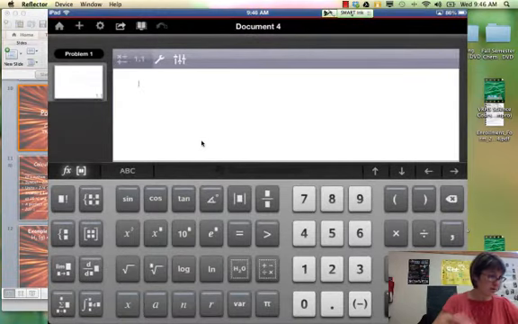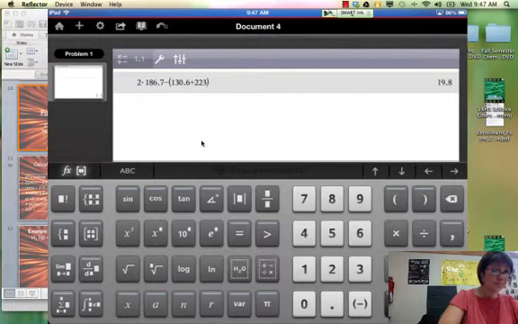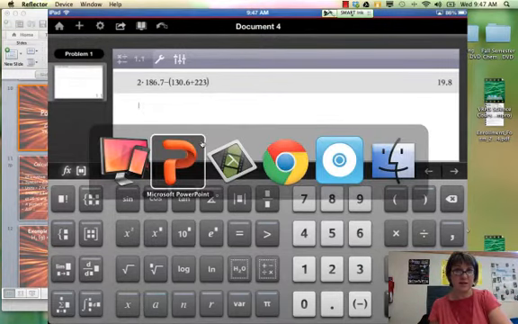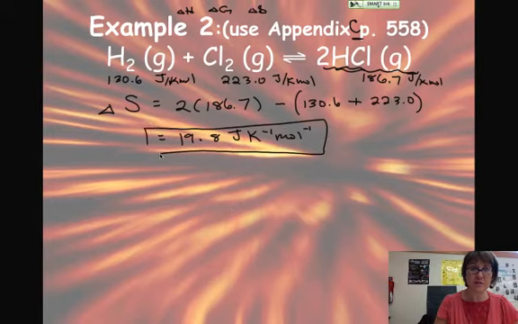All right, so let's type it in. 2 times 186.7 minus the sum of 130.6 plus 223. Great, so it is 19.8 joules per Kelvin per mole. 19.8 joules K to the minus 1, mole to the minus 1. That's it. That's all we have to do when we are provided with a table of values like that.